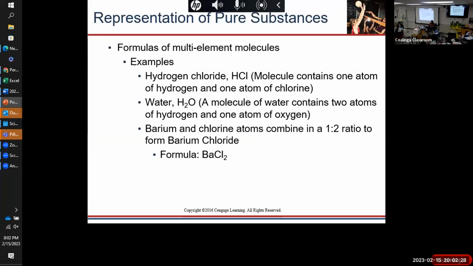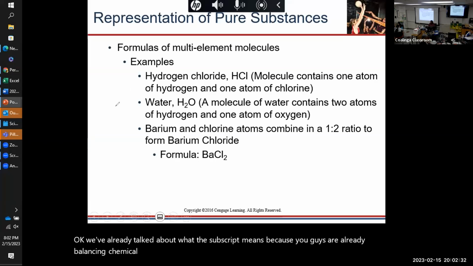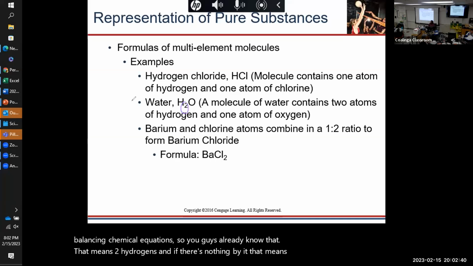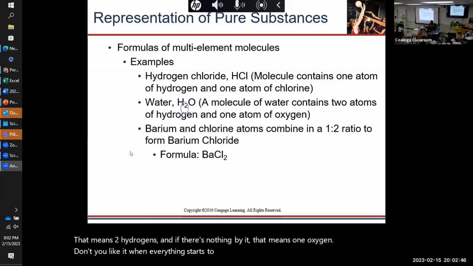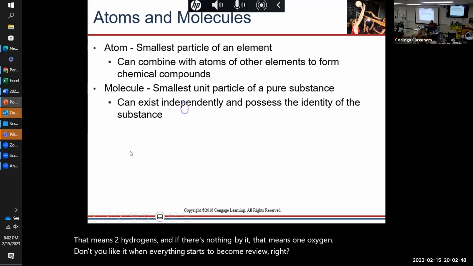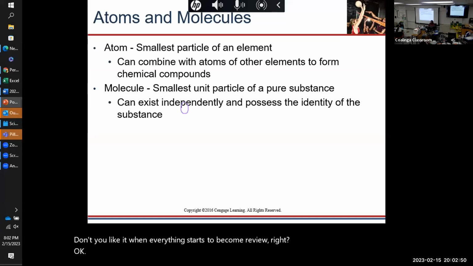We've already talked about what the subscript means because you guys are already balancing chemical equations. So you already know that that means 2 hydrogens. And if there's nothing by it, that means 1 oxygen. Don't you like it when everything starts to become review? Okay. So we often make reference to an atom or a molecule. We've already talked about the difference between molecules and atoms.